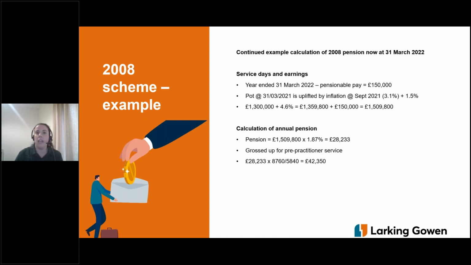Again, if we flick it through a year, same pensionable pay, the same inflation rates, so that pot is still uplifted in the same way. We add on the 4.6%, we add on the £150,000 pensionable pay. Again, just taking those revised accrual rates and grossing it up for the pre-practitioner service. So calculations tend to work the same way in both schemes, just slight nuances in how much you get across both of them.